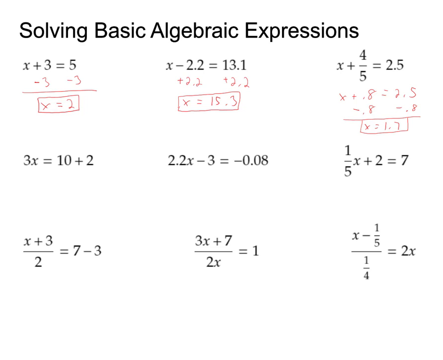Moving on to the next row, we have 3x equals 10 plus 2. Let's start by simplifying this, so that'll give us 3x is equal to 12. Then we'll divide both sides by 3. That'll leave us with x is equal to 4.